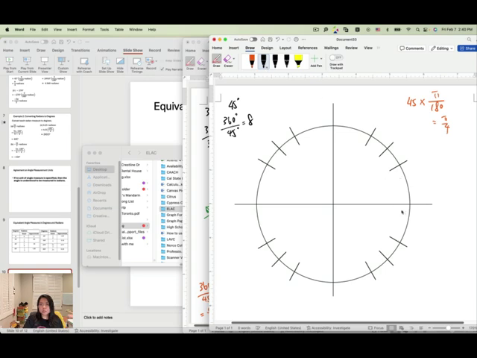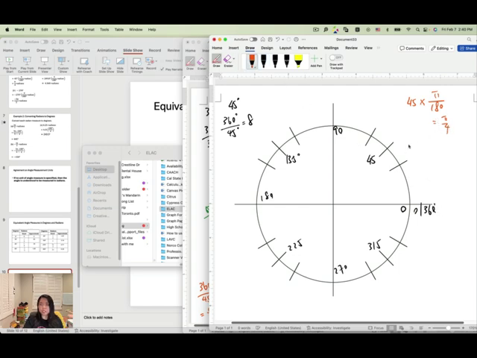Okay, now I'm going to start from the degree. 0, 45, 90, 135, 180, 225, 270, 315, and then the last one, that will be 0 or 360 degree.